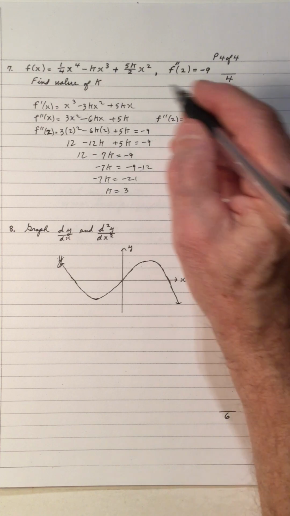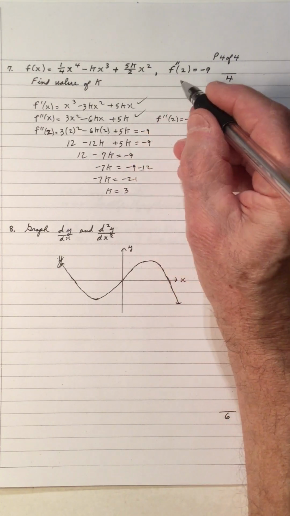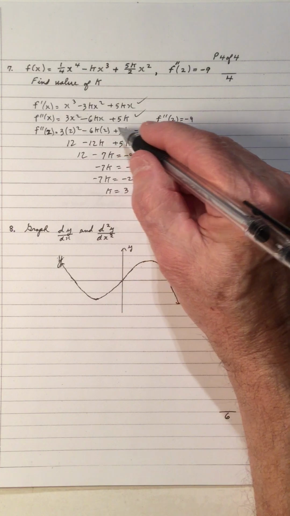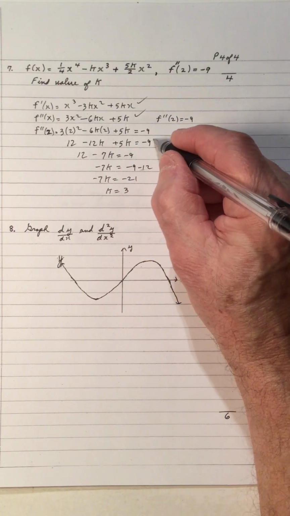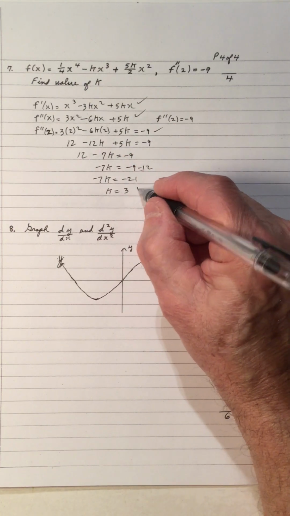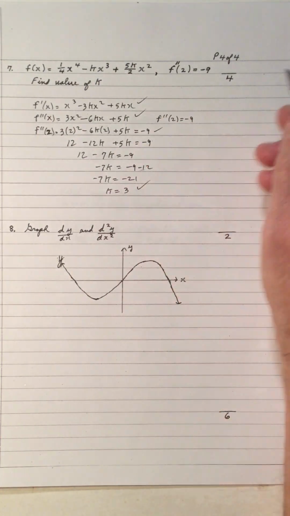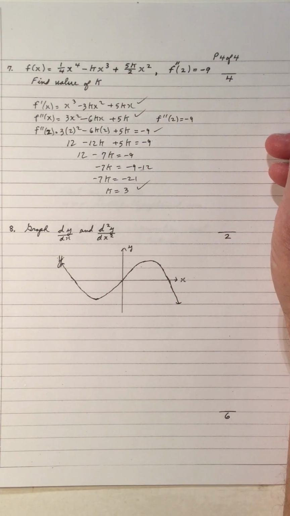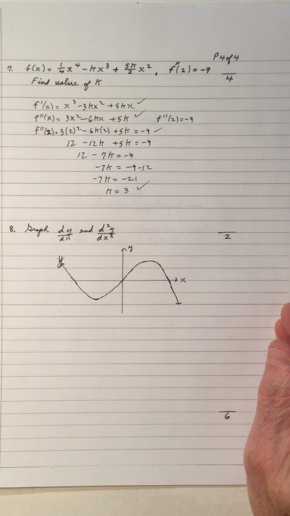So if you did the first derivative, you get 1 mark. Second derivative, you get 2 marks. And if you sub this in correctly right here and come up with 3, 1, 2, 3, 4 marks altogether. And one more to do.